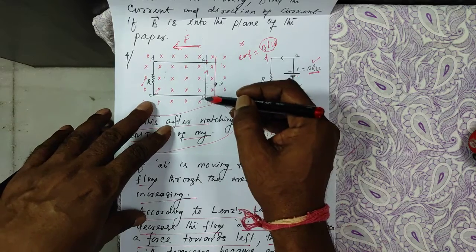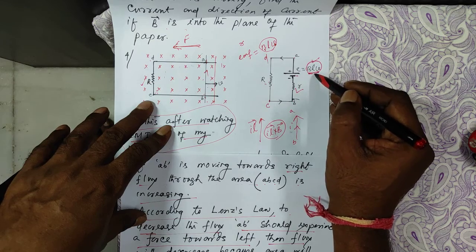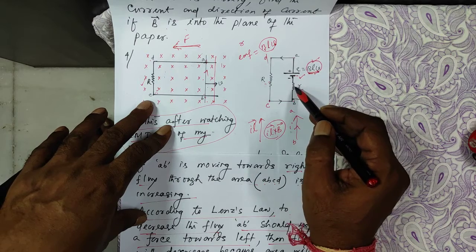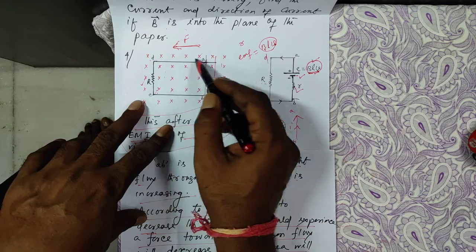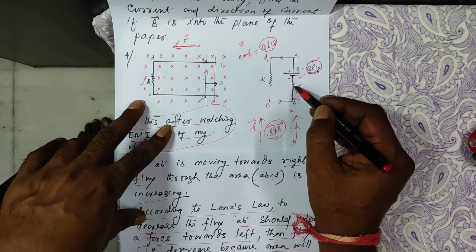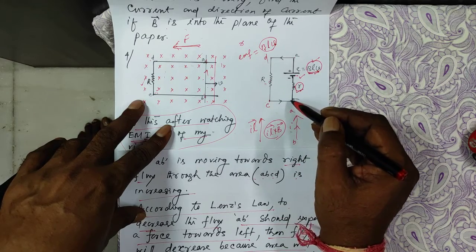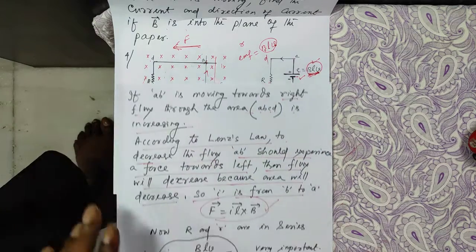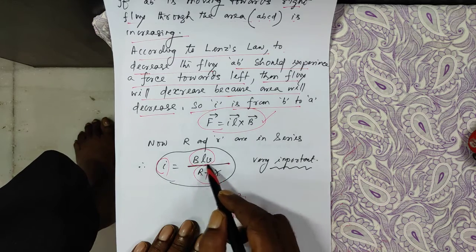So the moving rod AB, across which EMF developed is BLV, can be represented by a cell having EMF BLV and having internal resistance small r. And if you look at this circuit, that is the same thing as this circuit, then the resistance of the rod AB, which I have shown here, small r, and this capital R, they are in series. So the effective resistance is equal to R plus r, and the voltage is BLV. So the current will be voltage over the effective resistance, that is, BLV over R plus r.